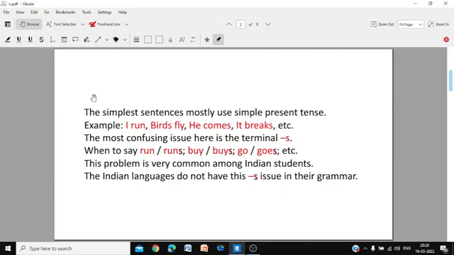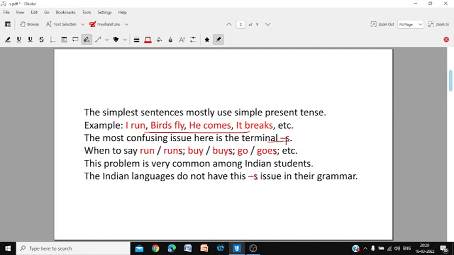The simplest sentences mostly use simple present tense. You can make the most simple and short sentences: I run, birds fly, he comes, it breaks. So the simplest sentences use a simple present tense, also called present indefinite tense. But the most confusing issue here is the terminal S.